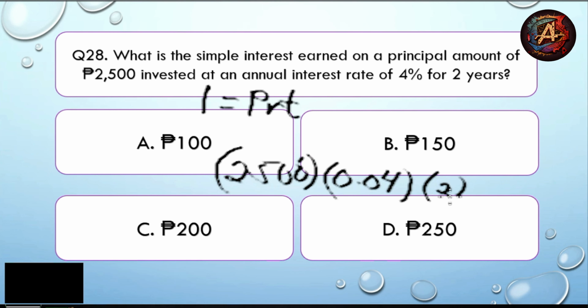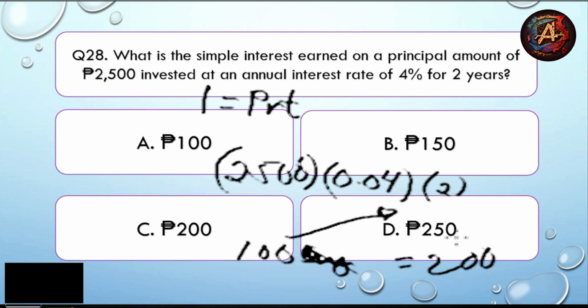So what you will do is you just multiply these 3. So of course, 4 times 2,500, that is basically 10,000, right? But there are 2 decimals here, so therefore that is 100. Alright, so we have 100 for these 2 values when you multiply them. Of course, 100 times 2, that is 200 pesos. So therefore, the correct answer for this problem is letter C.